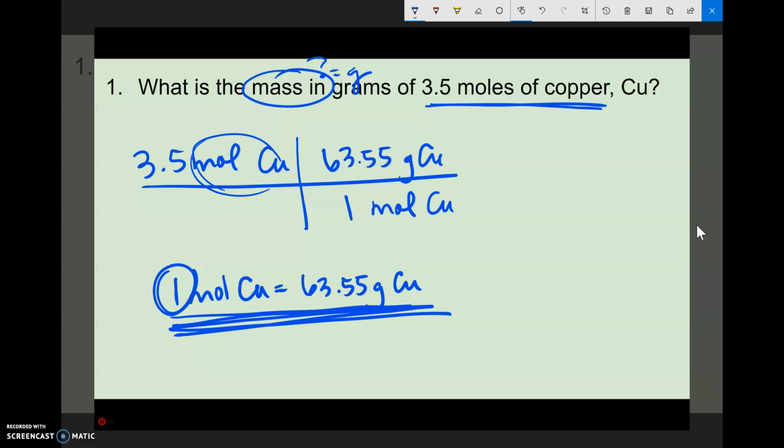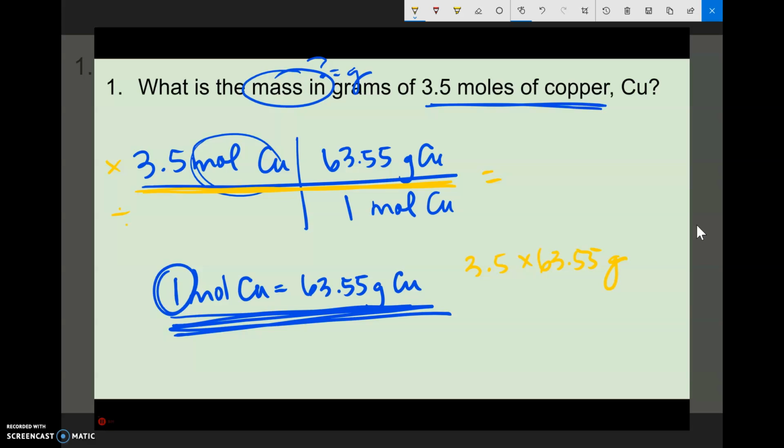We're going to put that up above because these two equal each other. Okay, so now what happens is that anything above this line right here, we multiply, anything below this line, we divide. So we're going to do 3.5 times 63.55 grams. Okay, it's like the puppies.